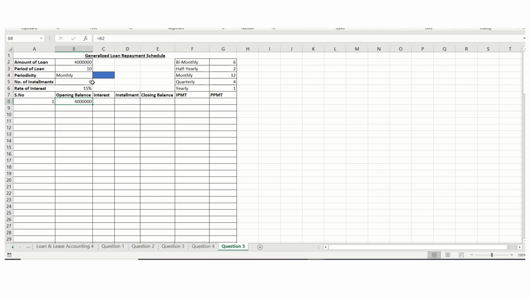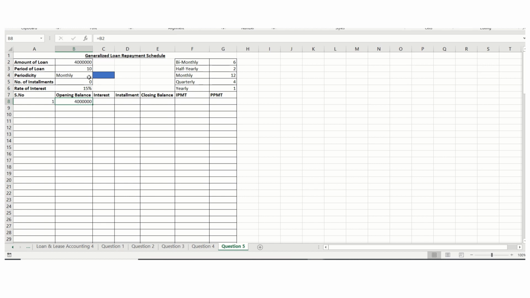And the question is prepare a loan repayment schedule showing payments. Use IPMT and PPMT functions to calculate interest and principal amount paid in each installment. तो हर installment के लिए IPMT और PPMT calculate करना है. Generalize the sheet to incorporate any changes in year, amount, rate or periodicity. ठीक है? So nothing new, everything is the same. You just have to calculate IPMT and PPMT, interest and principal for every installment, right?